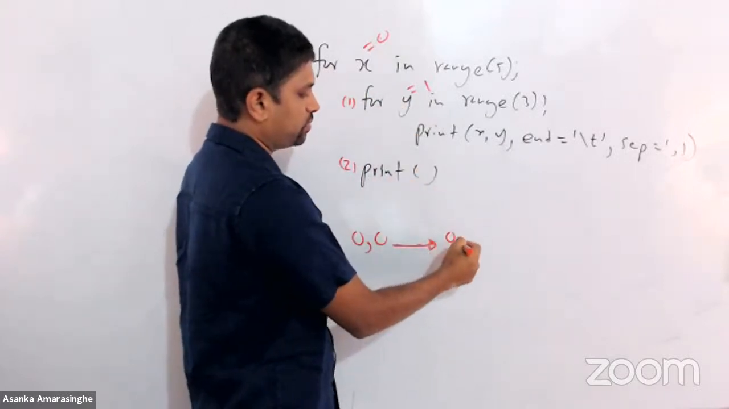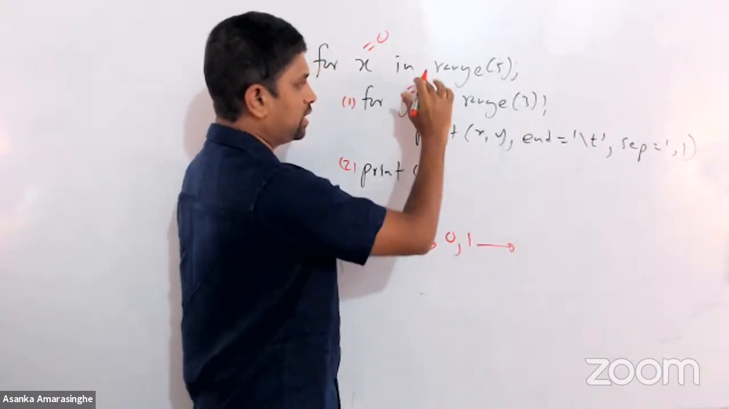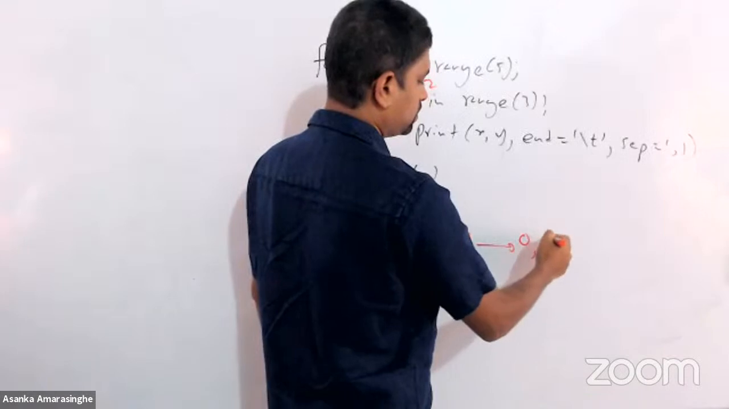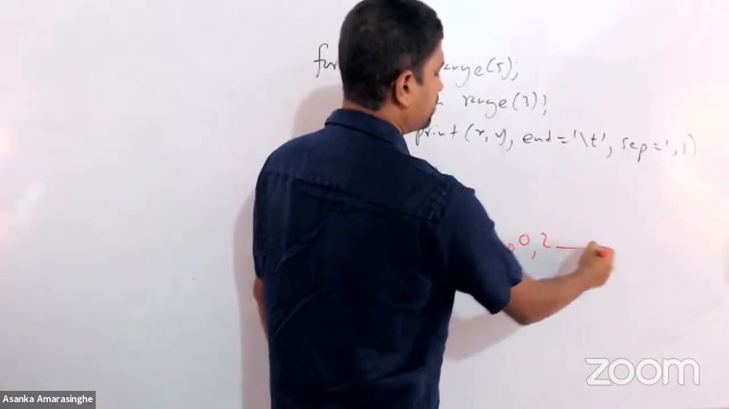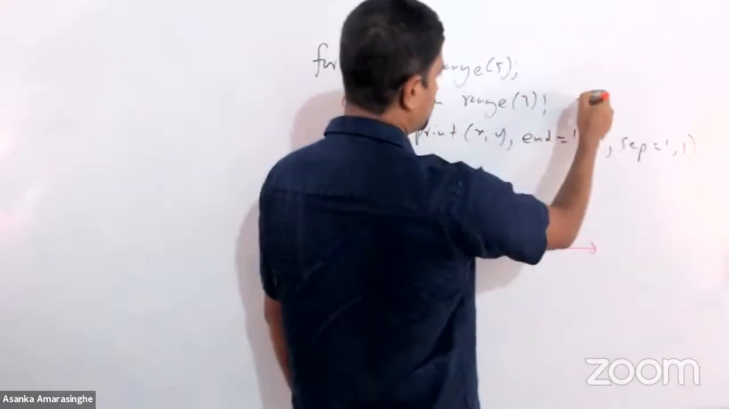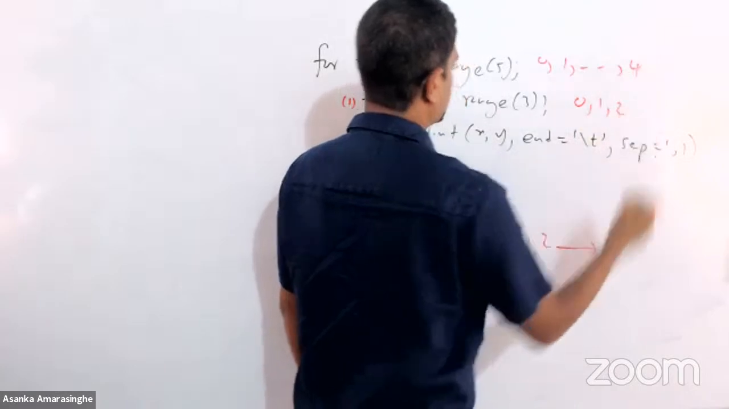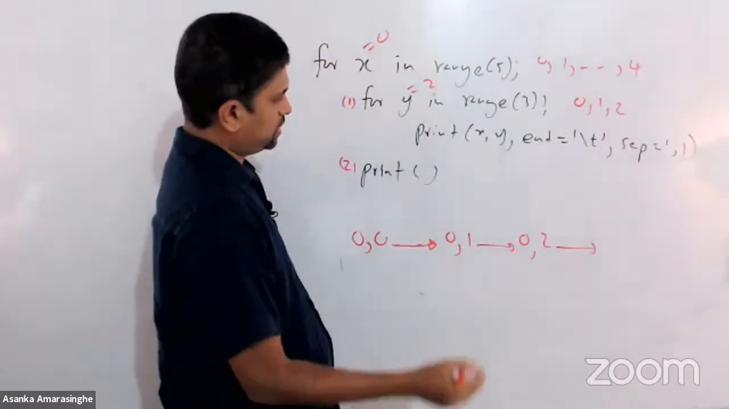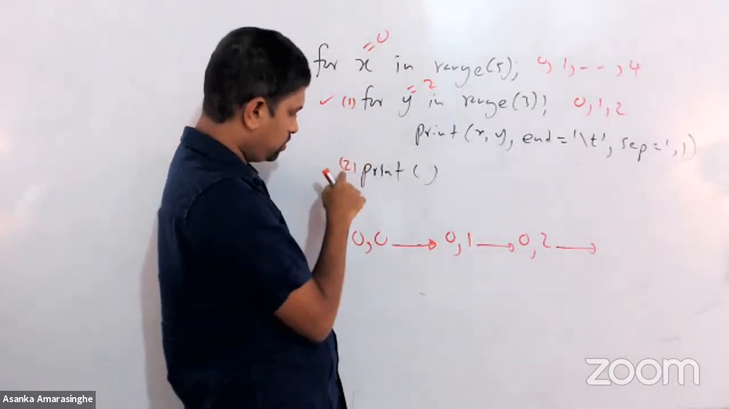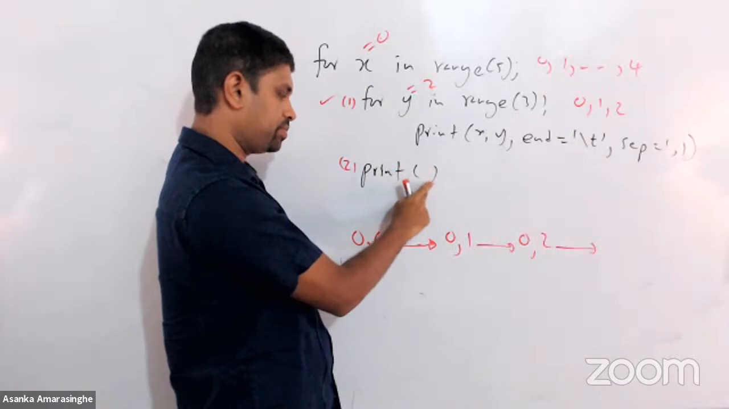Print the value of x, the value of y and a tab. Again this will be 2, and print x, y and a tab. Okay, y always goes 0, 1, 2, and x goes 0, 1, 2, 3, up to 4. Then go to this line. It's an empty print.